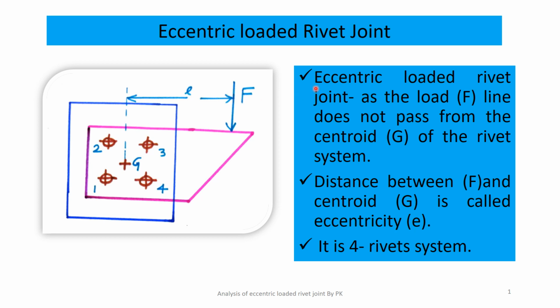So it is defined here. Eccentric loaded rivet joint means the load line does not pass through the centroid of the rivet system. This is an example of an eccentric loading connection, and the distance between these two we call eccentricity. This is a four rivet system. This pattern may be a square pattern, a rectangle pattern, a triangular pattern, any kind of pattern, a row pattern also, or a column pattern. And we assume that all the four rivets are identical in nature.